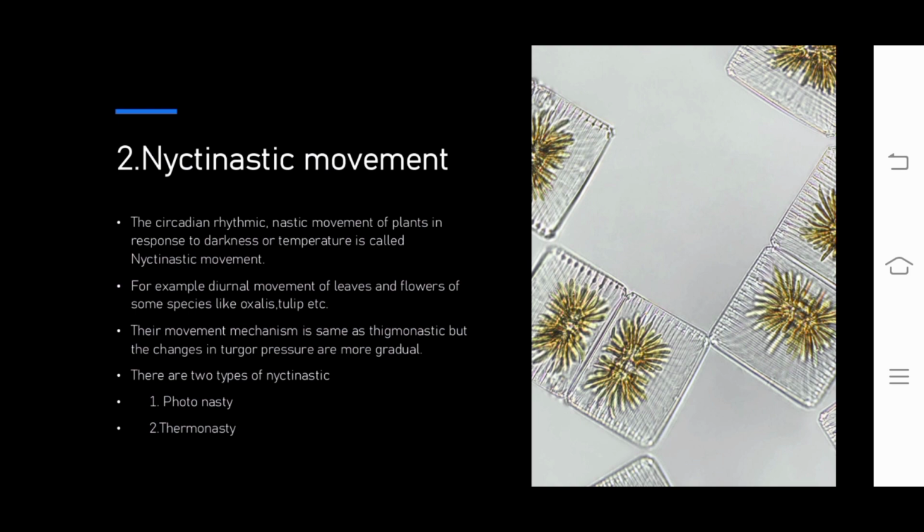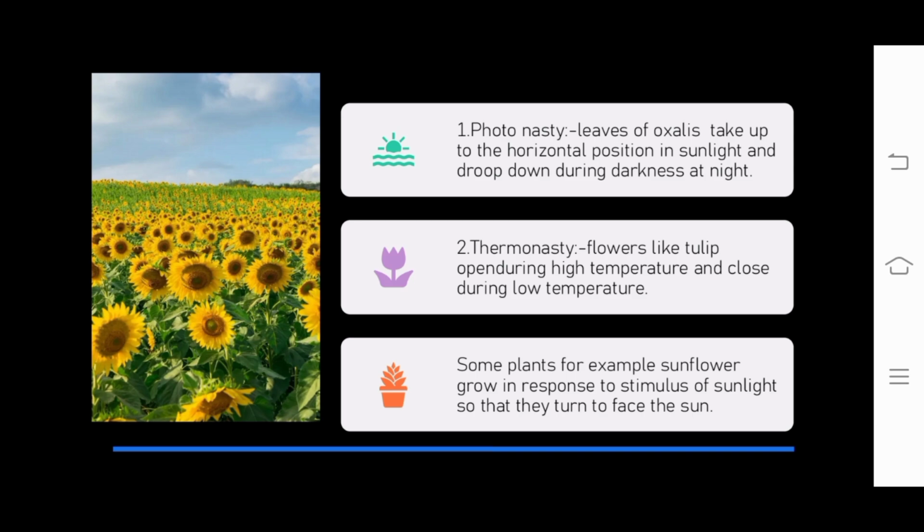There are two types of nyctinasty, photonasty and thermonasty. Leaves of oxalis take up the horizontal position in sunlight and droop down during darkness at night. Thermonasty, flowers like tulip open during high temperature and close during low temperature. Some plants, for example sunflower, grow in response to the stimulus of sunlight so that they turn to face the sun.